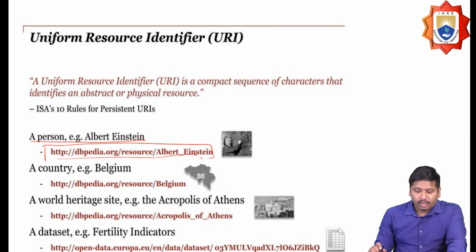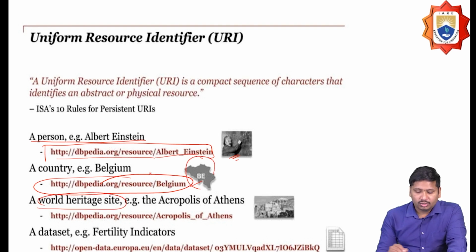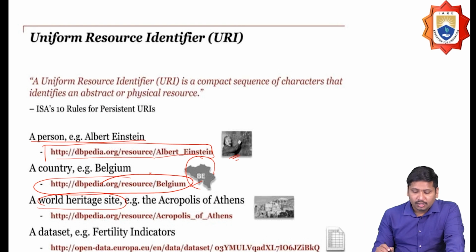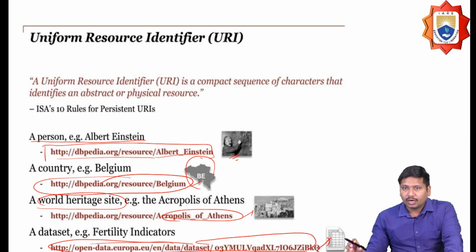So this is the URI that I am going to use for connecting this image of Albert Einstein. Similarly, this is the other URI that can connect to this country, and similarly, I can store a World Heritage site. This is how you can use a URI. Like this, we are going to have different types of data assets through the URI, so we can connect to different data sets.